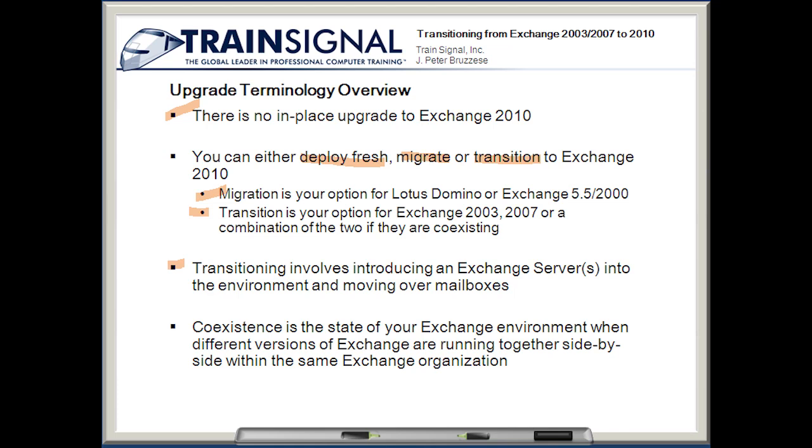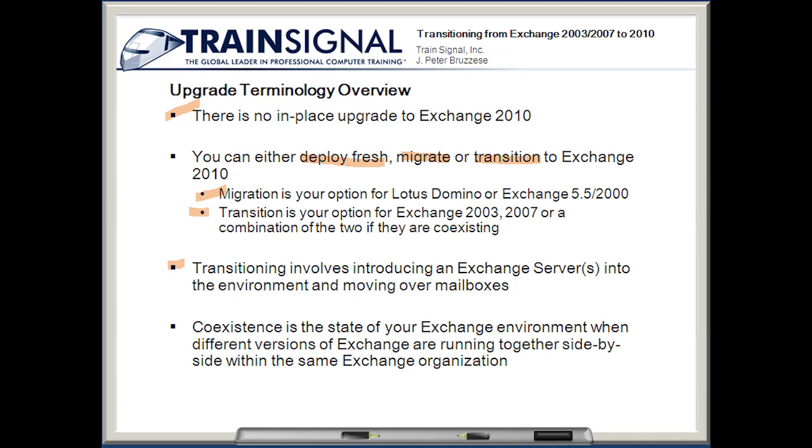So if you have Exchange 2003 or 2007, what we would do is introduce an Exchange 2010 server into the environment and then move over mailboxes, which means we would obviously have to have a mailbox server in place. So you might say, well, what other roles will I have to install? We're going to talk about that in a moment, but obviously you're going to need a mailbox server in order to move mailboxes over. The idea is to move over the mailboxes, and if you have any public folders, to move over the public folder structure, and then to start decommissioning your legacy Exchange servers.